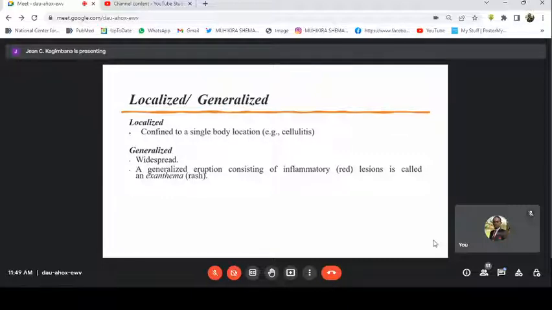And lesions may be generalized. The entire body without any space, it's a generalized lesion called erythroderma. But it may be generalized but scattered. Okay? You see? Generalized but scattered here and there. Okay?